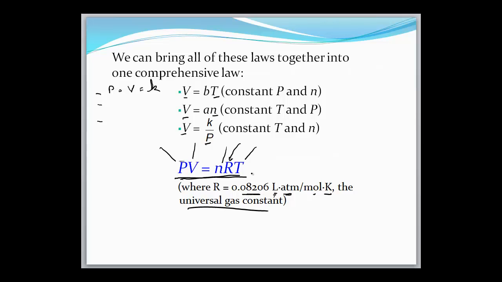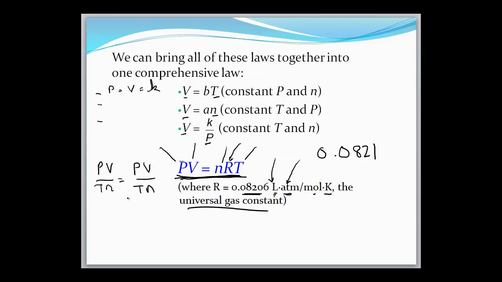So if we always use atmospheres for pressure, liters for volume, our gas constant will be that value, 0.0821. And usually we write 0.0821 liter atmospheres per mole K. So again, we use this equation when we have a steady state. We use this equation when we have a changing state.